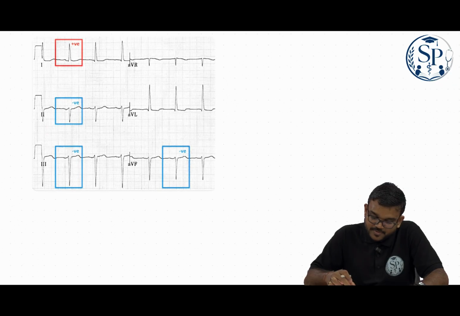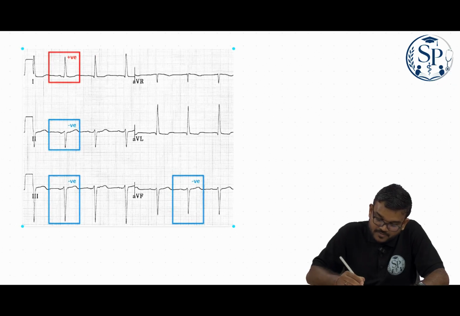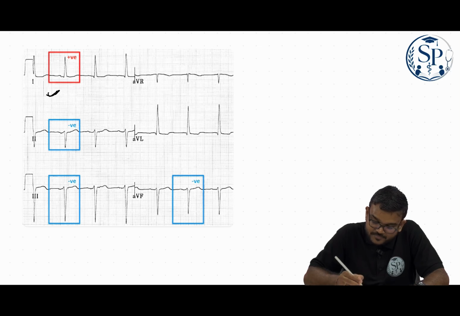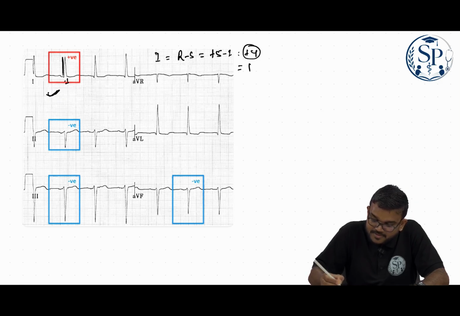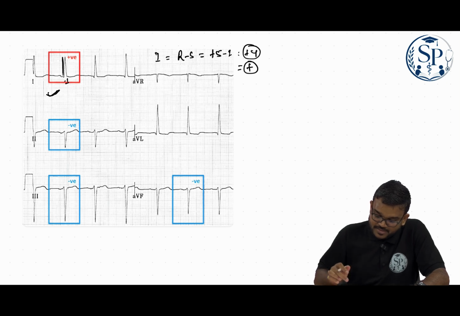So now tell me, in lead 1, what is the R minus S? This is the QRS complex. The R wave is plus 5, S wave is minus 1. So R minus S in lead 1 equals plus 5 minus 1, which is plus 4. That means it is positive. Okay.